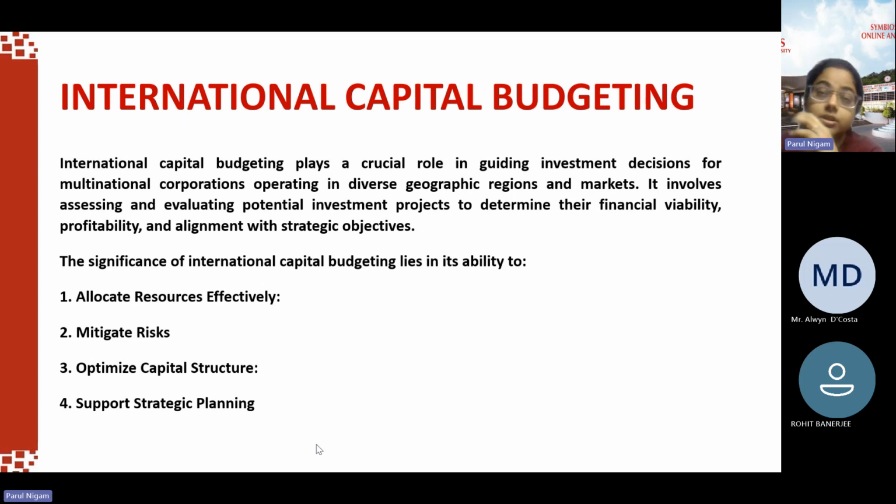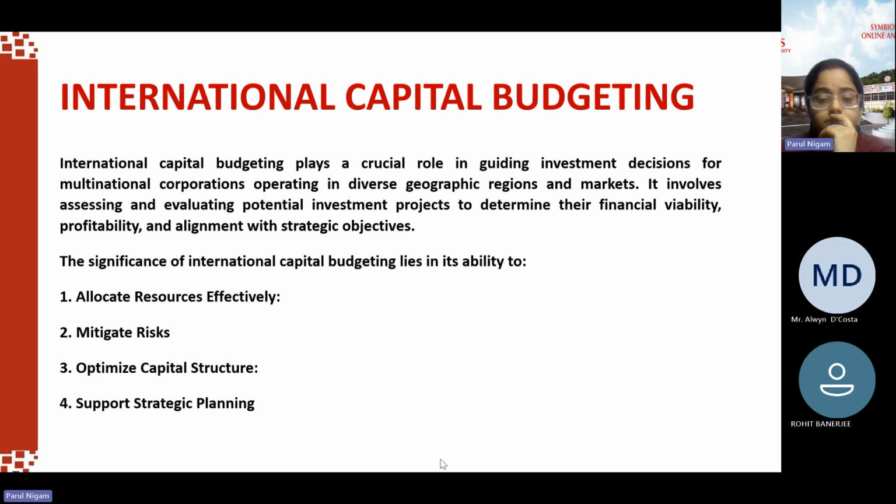Whenever we are doing a business or raising funds, we have multiple options. Deciding which option is the best for us requires a lot of carefully done analysis. So that is done under your capital budgeting. Now, because we are studying international finance, we are going to do this in the context of international finance only.